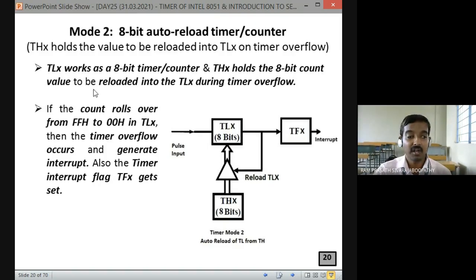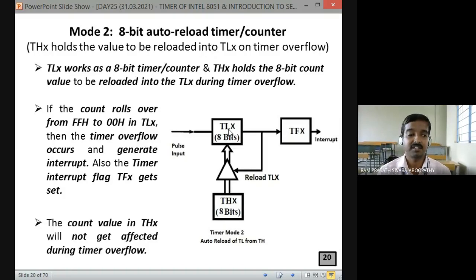Fine. If count rolls over from FFH to 00 in TLX, timer overflow occurs. In the meanwhile, this buffer is going to enable, and whatever value I have loaded in THX is getting reloaded into TLX also. Fine. So in mode 0 and mode 1, on overflow the count value becomes 0000 again. In the case of auto reload mode, the value is getting reloaded again and again in the TLX register. Is it clear to everyone? THX la உள்ள value change ஆகாது until I reprogram it. That's why it is termed as auto reload mode. Fine.